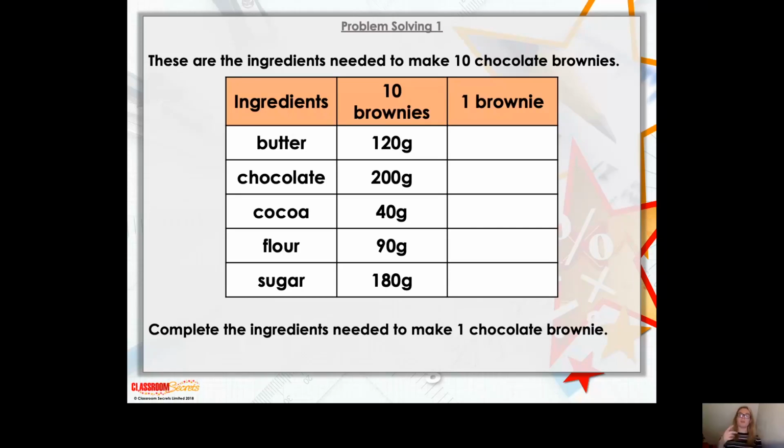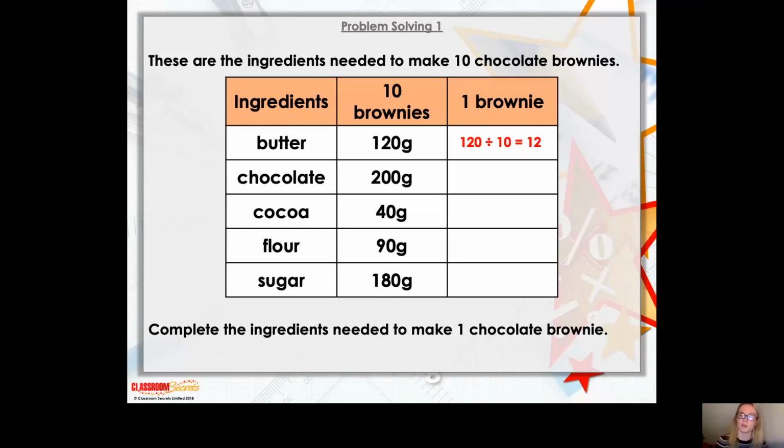Well, we can flip that round and find out how many 10s we count until we get to 120. Are you ready? 10, 20, 30, 40, 50, 60, 70, 80, 90, 100, 110, 120. Stop! How many steps of 10 did we count? Yes, we counted 12 steps of 10. So 120 divided by 10 equals 12.